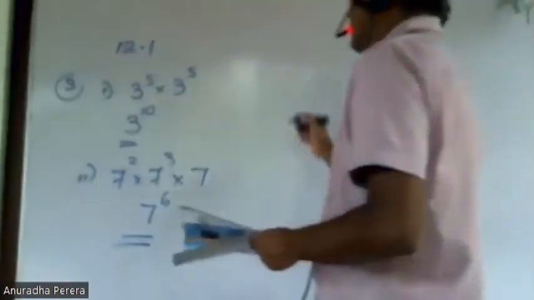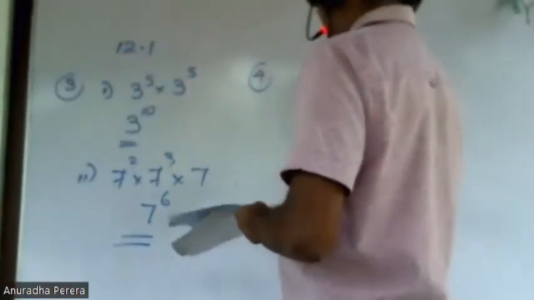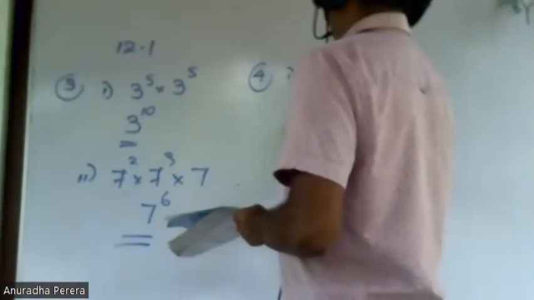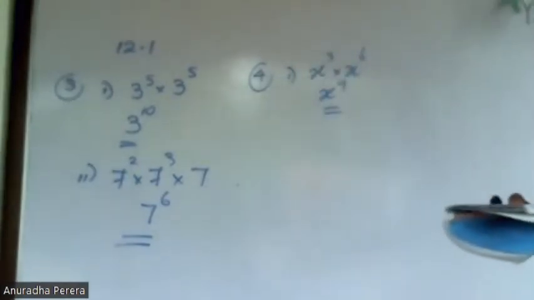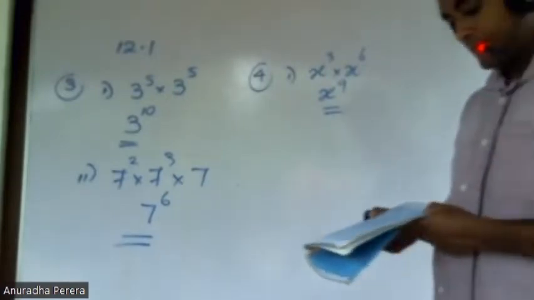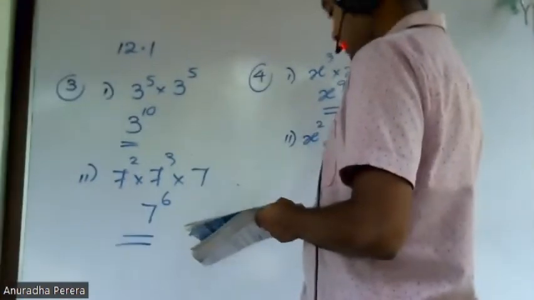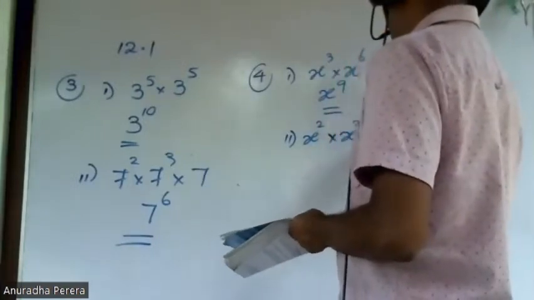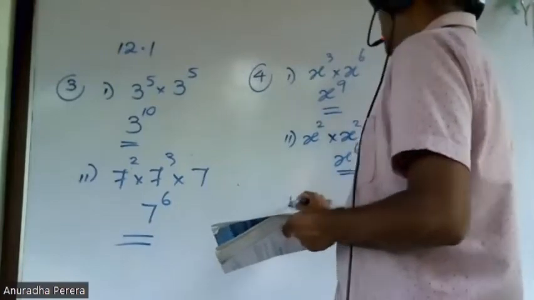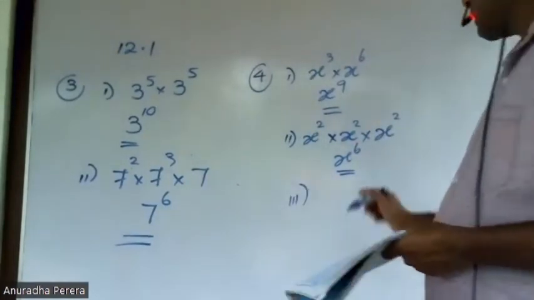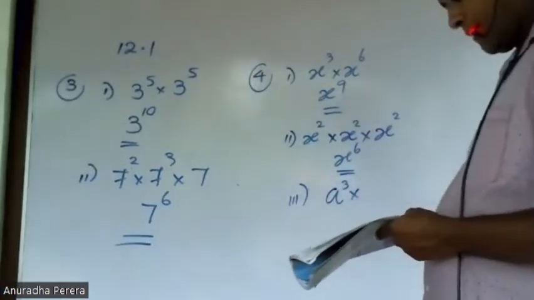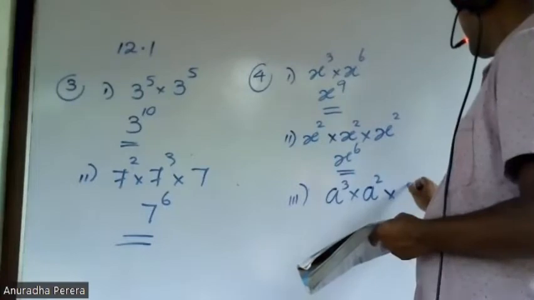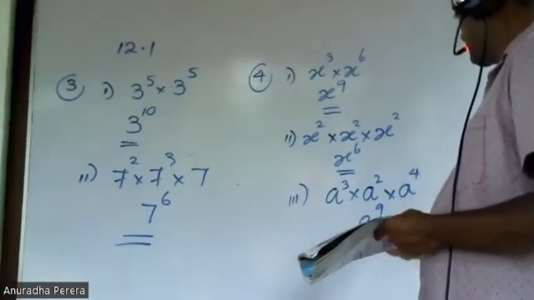Question number 4. X to the power 3, x to the power 6, yes, is x to the power 9. X to the power 2, x to the power 2, x to the power 2, x to the power 6. A to the power 3, A to the power 2, A to the power 4, A to the power 9.